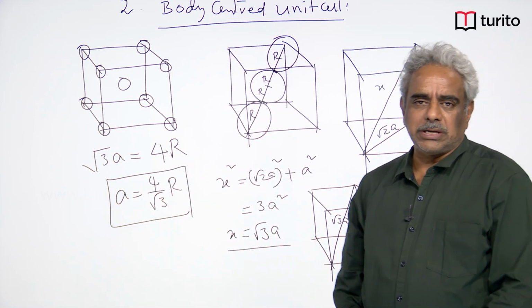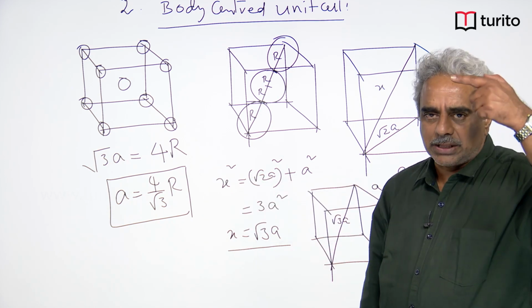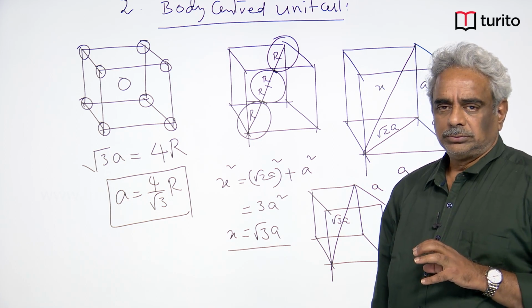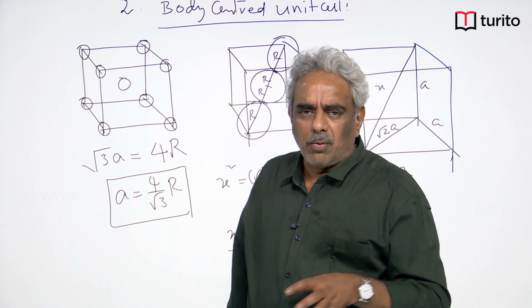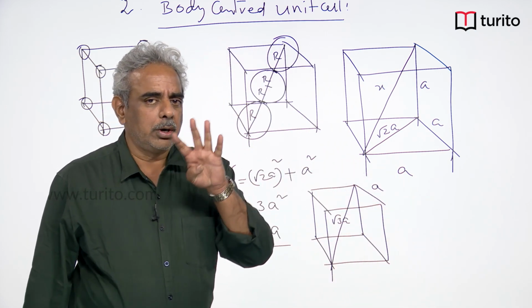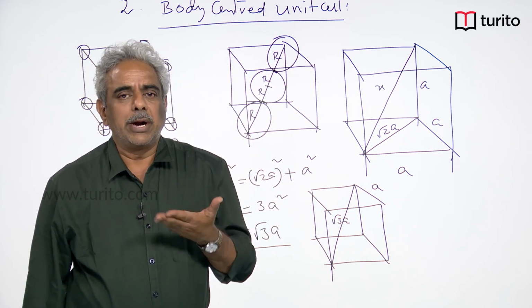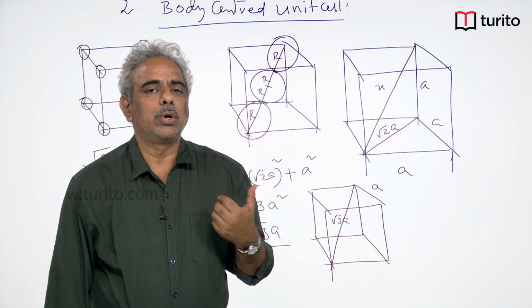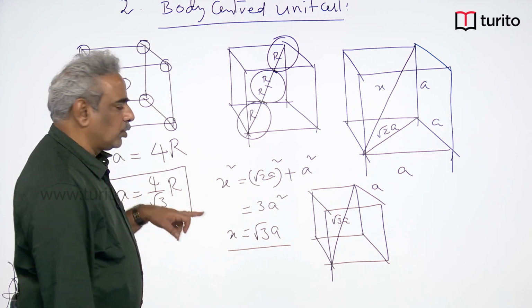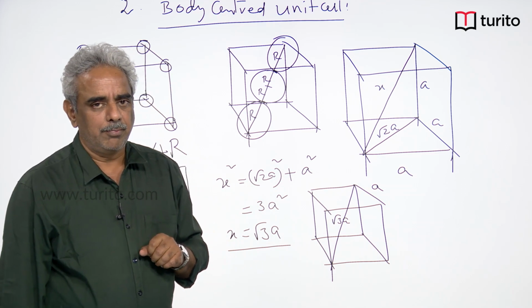This is all about body centered cubic. The relation between the edge length of the unit cell and the radius of the sphere. You keep anything, football, cricket ball, whatever, in a body centered manner, 4 by root 3 into radius of that ball gives the body diagonal length, that is root 3A. Root 3A being 4R, A is equal to 4 by root 3 R. First relation we have already got.